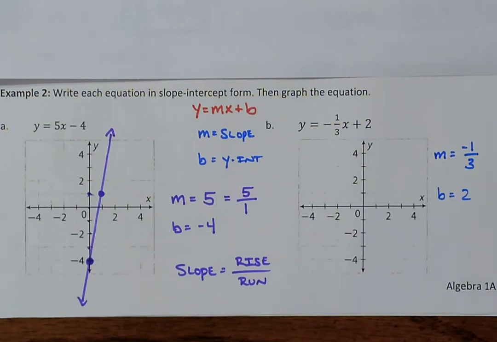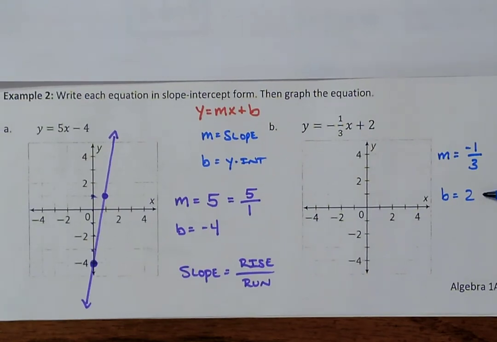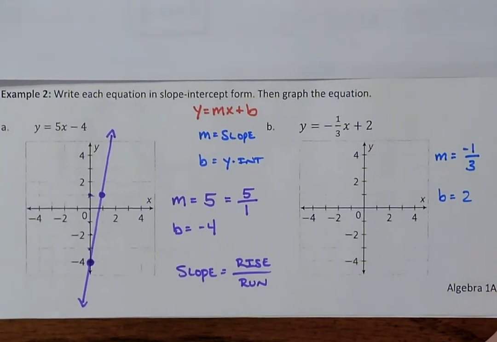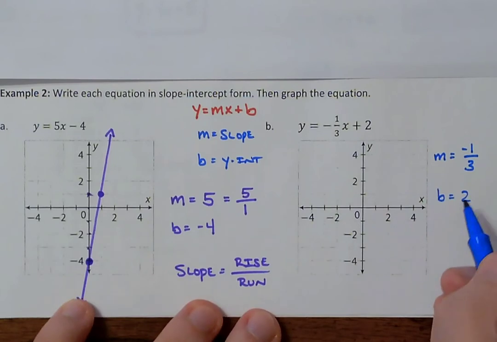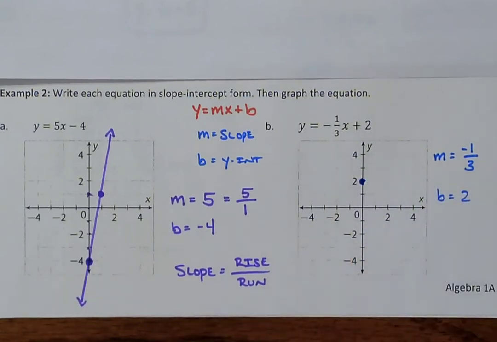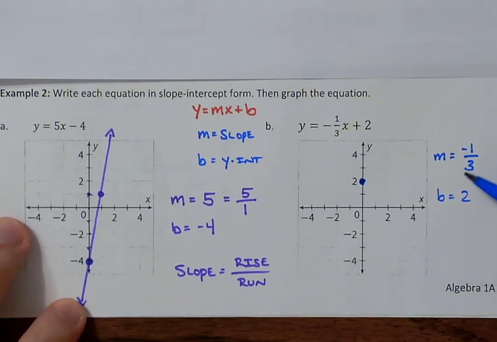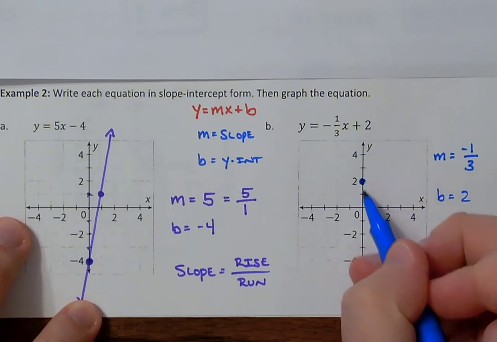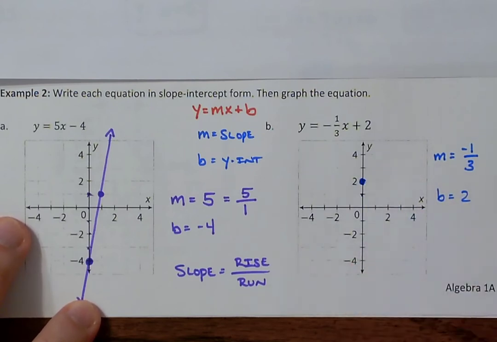So again, the first thing you're going to take is your b value. This is your y-intercept, so that is where it crosses the y-axis. Because it's positive 2, we go up to 2 on the y-axis. That is our first point. Then we're going to take our slope, -1/3, and we're going to go from this point. Because this is -1/3, we're going to go down 1 to here.